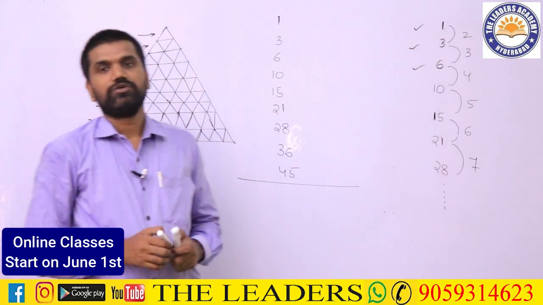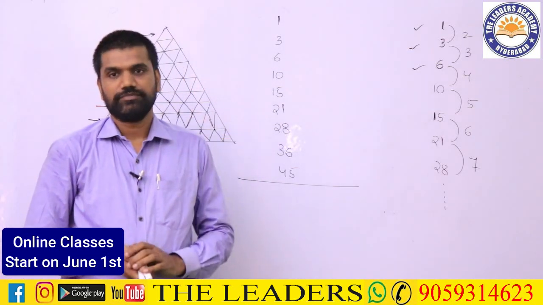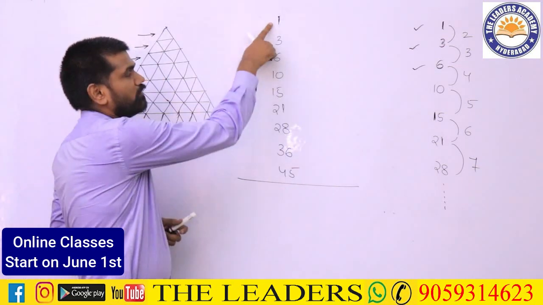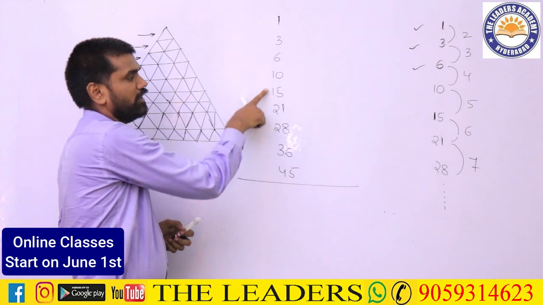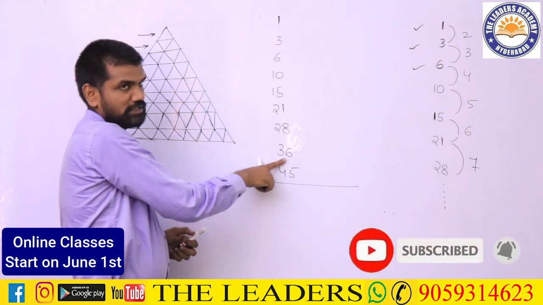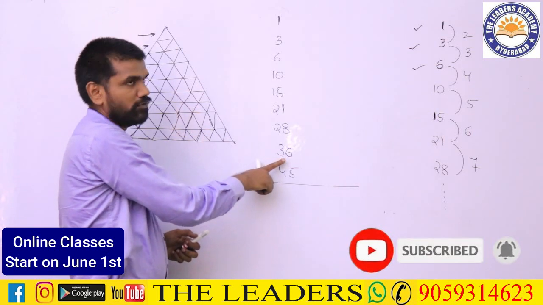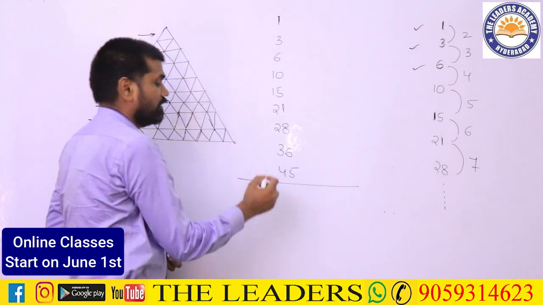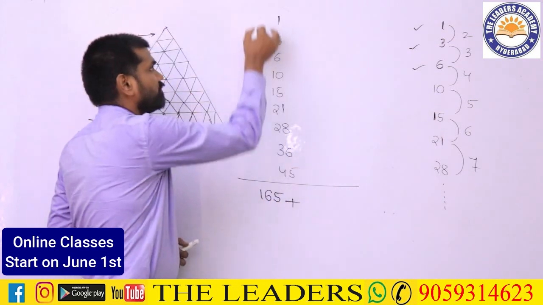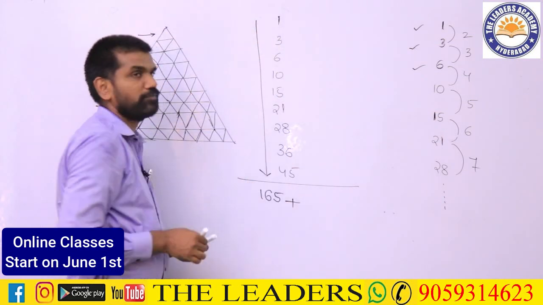Now the first thing you have to do here is take the vertical sum. If we go for the vertical sum, 4 plus 6 is 10, 20, 35, 56, 84. 84 plus 36 will give you 120. 120 plus 45 will give you 165. So the vertical sum here is 165.